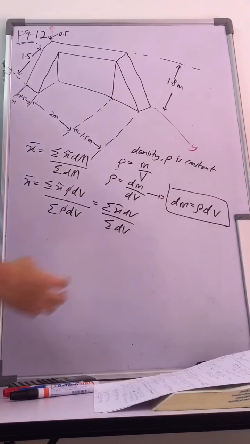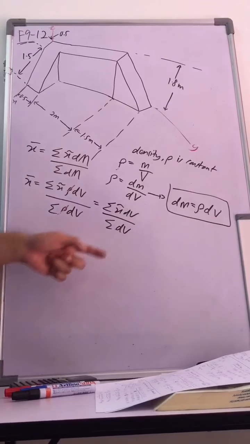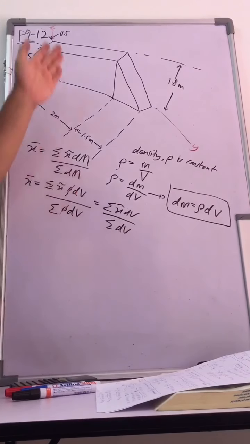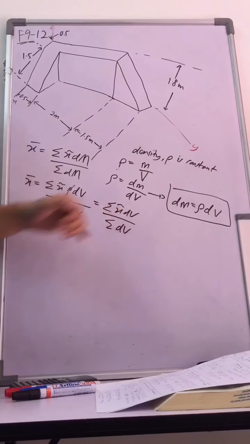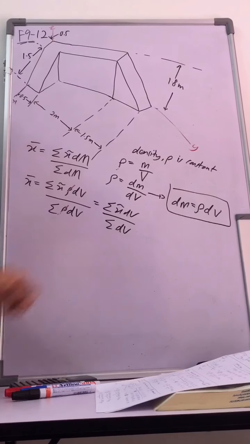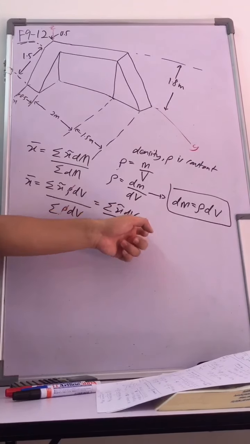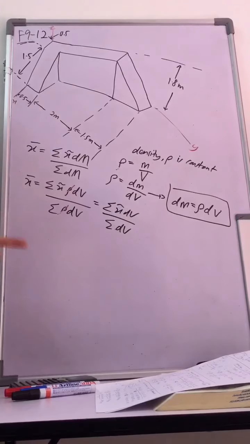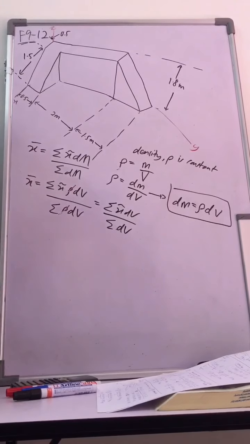Probably you might ask, why don't you use the volume straight away? I mean, you have this volume, so why don't you use the dv straight away? The reason is that you need to check the question. The question said to locate the center of mass, not the center of volume. If you do the summation of x tilde dv over dv, that is the location of the center of volume, not the center of mass, okay?